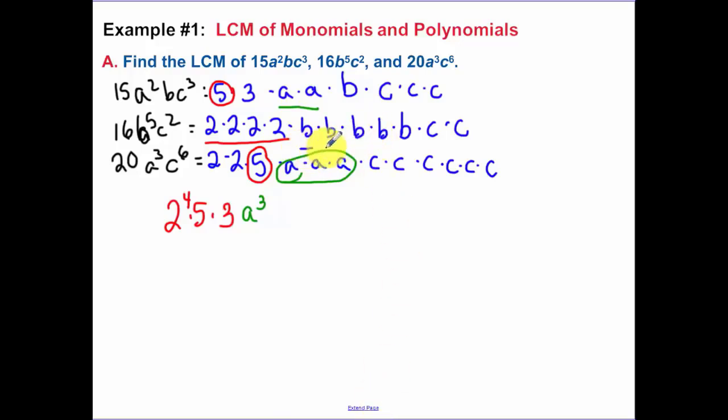We have b to the 5th power. And then we have c to the 3rd, c squared, and then c to the 6th. So you always pick the highest because your denominator or your multiple has to have all of the factors. So multiplying 2 to the 4th times 5 times 3, we get 960. A to the 3rd, B to the 5th, C to the 6th.